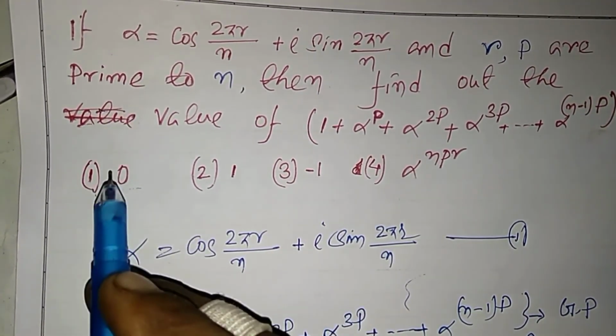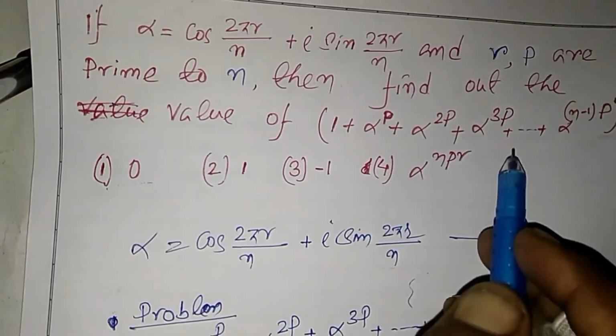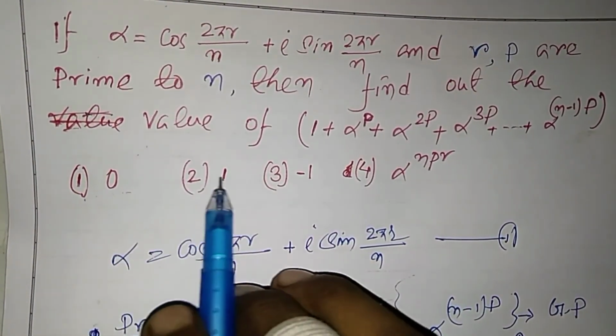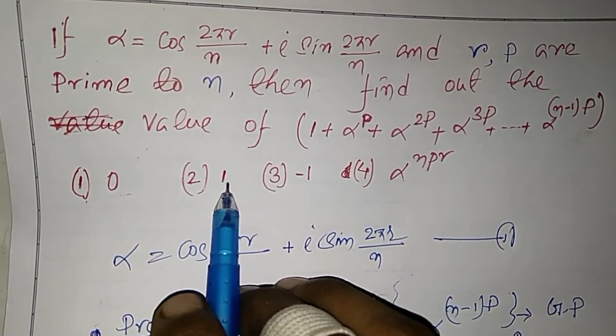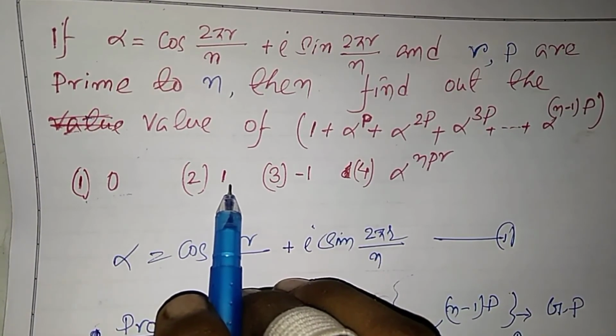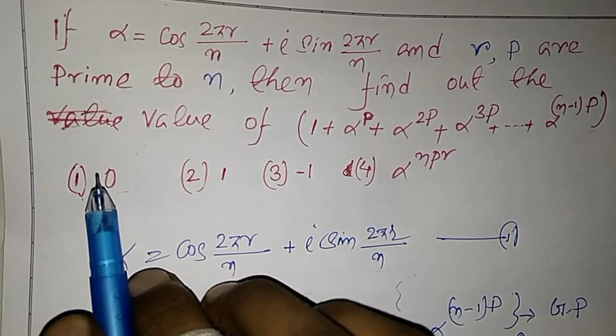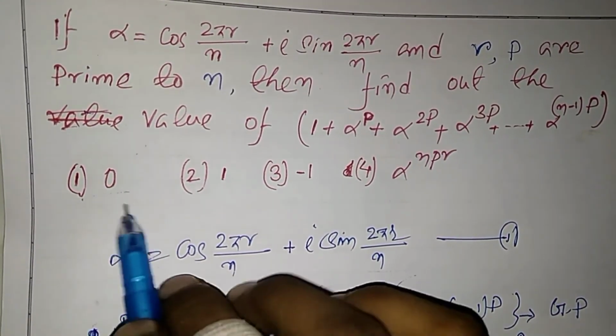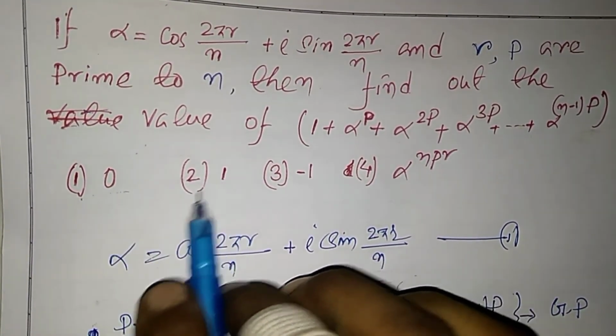Many times, the value of this is always 0 or 1. So the shortcut is to put 0 or 1.